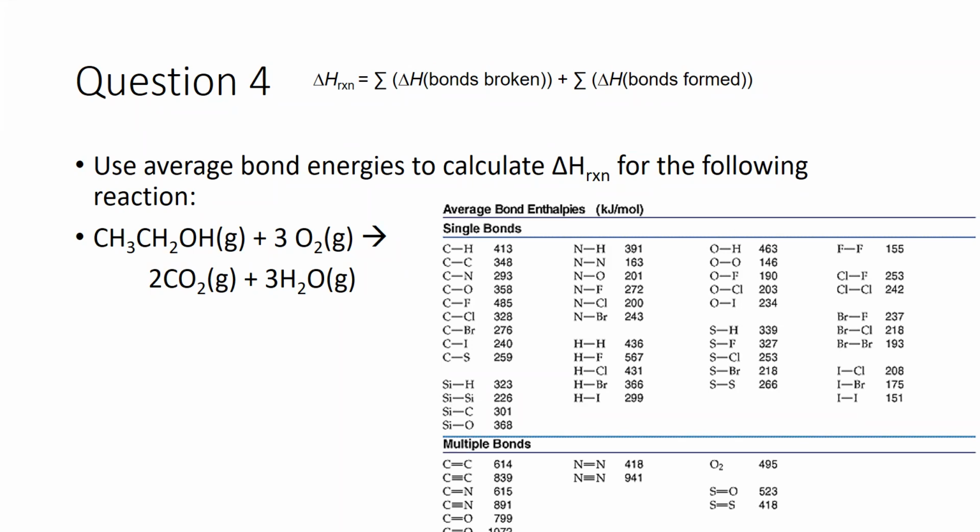Remember, our steps here are: draw the molecule out, determine the number of bonds for your reactants and your products, then subtract those two numbers based on our bond enthalpies tables here. So this problem can be quite in depth.